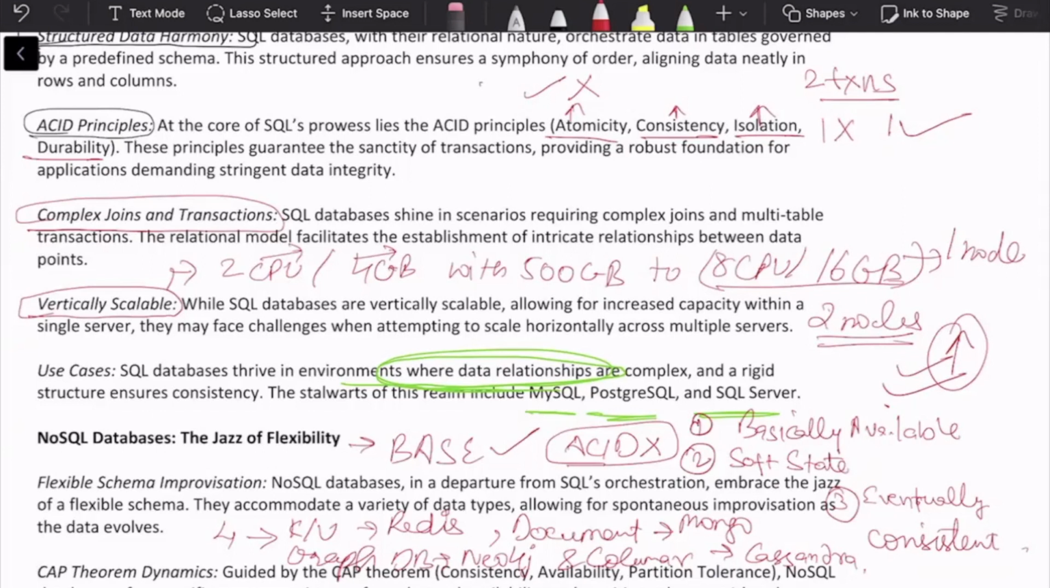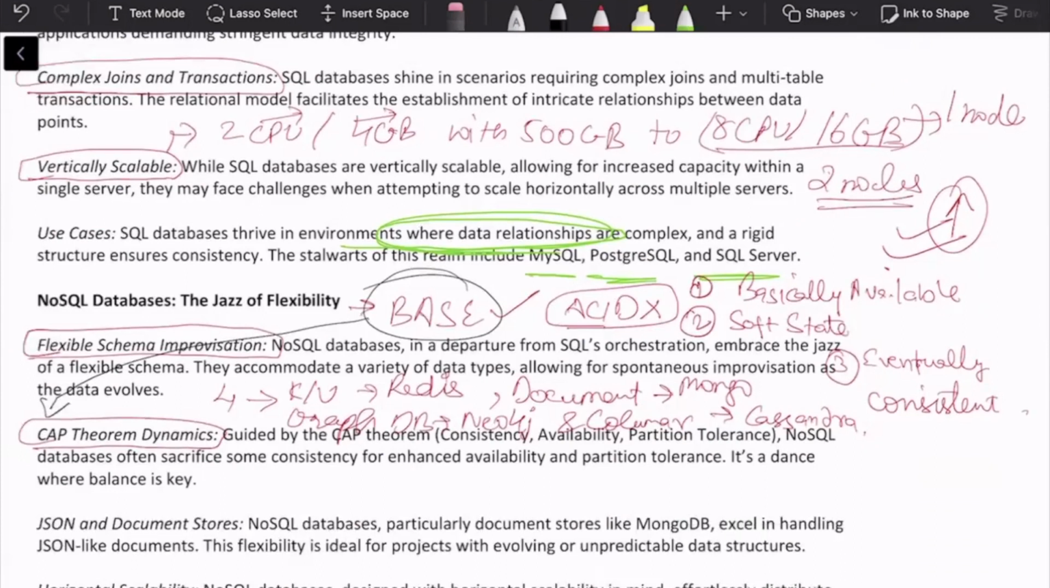Since they don't have that much rigidity, their schema is very flexible. That means you can enter any kind of data that you like in the NoSQL database. It follows the CAP theorem dynamics. As we saw earlier, they follow the BASE property, which is derived from the CAP theorem.